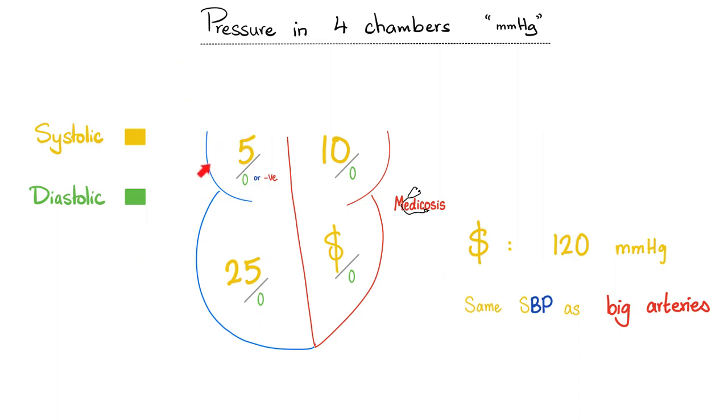Now let's look at the right side of the heart and compare it to the left side of the heart. Which one has higher pressures? Well, here is 5, 25, but here is 10, 120. So the pressure in the left side is higher than the pressure on the right side. So which one will be compressed more and affected more in cardiac tamponade? Of course, the right side will suffer more. And this is actually seen on echo.